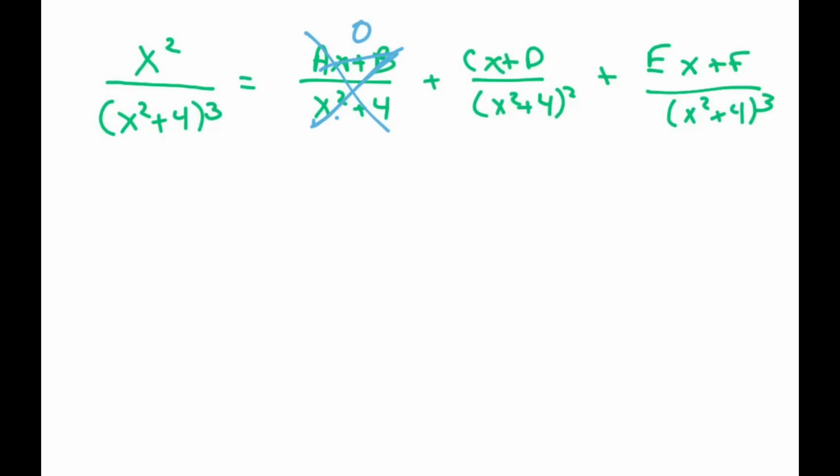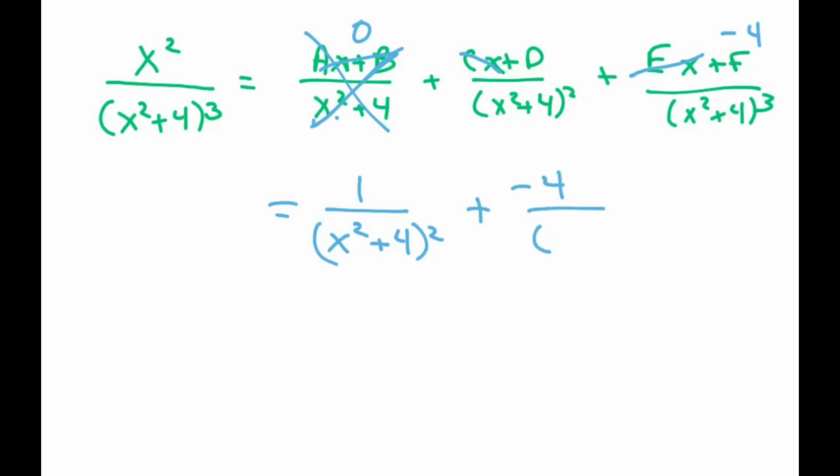We also know that my c was 0, my d was 1, so we're going to get this as 1 divided by x squared plus 4 squared. I also know my e was 0, so that's going to 0 out, but my f was negative 4. So that's going to be plus negative 4 divided by x squared plus 4 cubed. And that's your final answer.